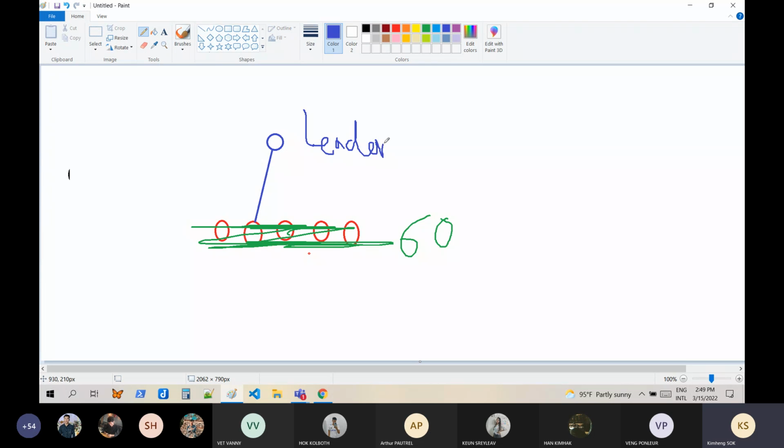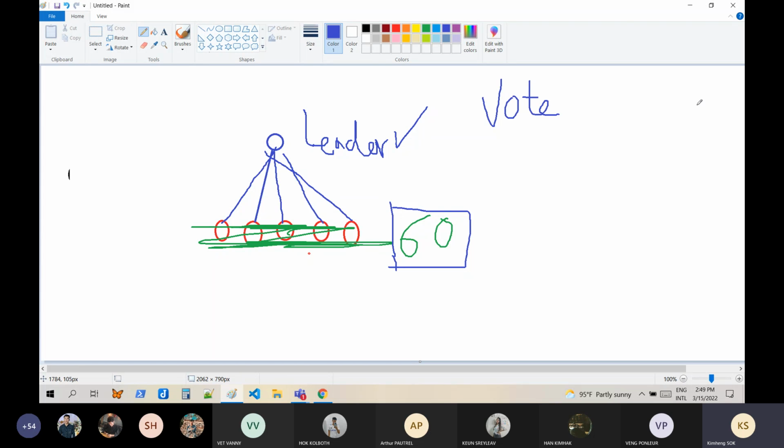And those kinds of systems, we call leader-based. So everyone needs to listen to the leader. For example, even if we have 60 computers, not everyone makes a decision. The decision is made by the leader. So how do we choose a leader? We choose a leader by voting, or by election.